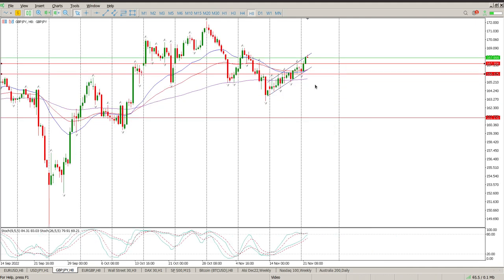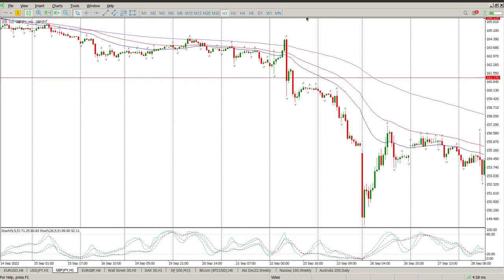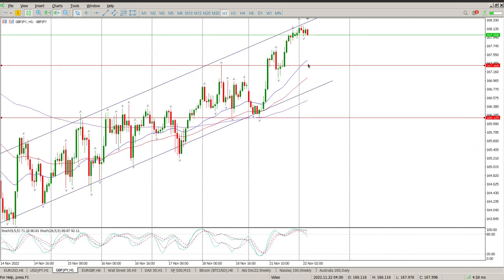I didn't even bother with the 8 hour here. There's nothing that really changes. We do have a bit of overhead resistance here, but we have got through that. So I would still expect some kind of a pullback here. It's only interesting to buy on this pair. So when we do the pullback, you'd be looking for an opportunity to buy again because we want to go with the trend, and the trend is up.